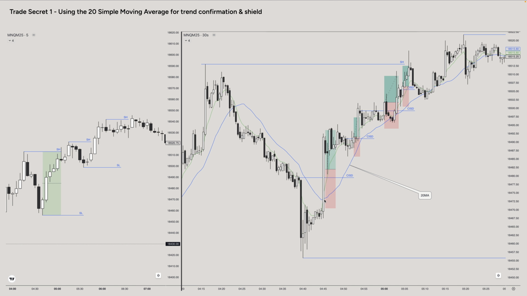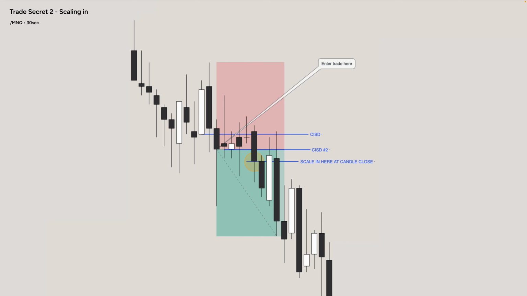Now, this is a case where the 20 SMA is sloping very steep up. Sometimes it also happens that it will slowly start to slope up. That is also still okay, and the same rules apply. The only thing is that if it slopes more than 45 degrees, it just means that the trend momentum is very strong. The next thing I want to teach you is how I scale in.